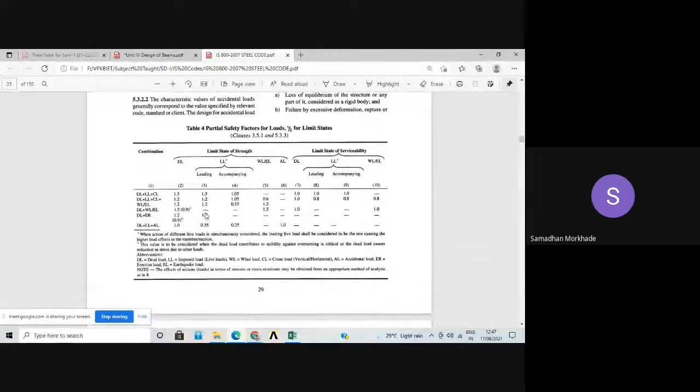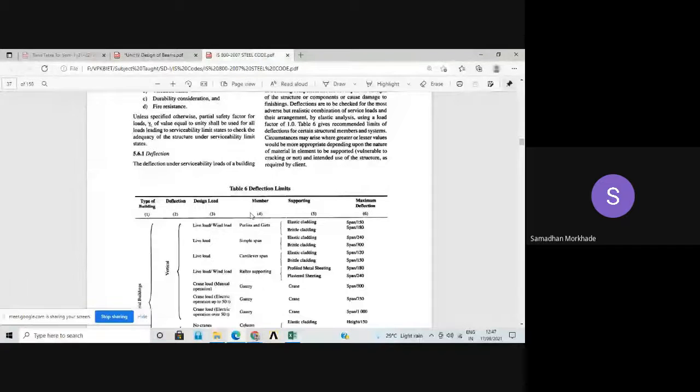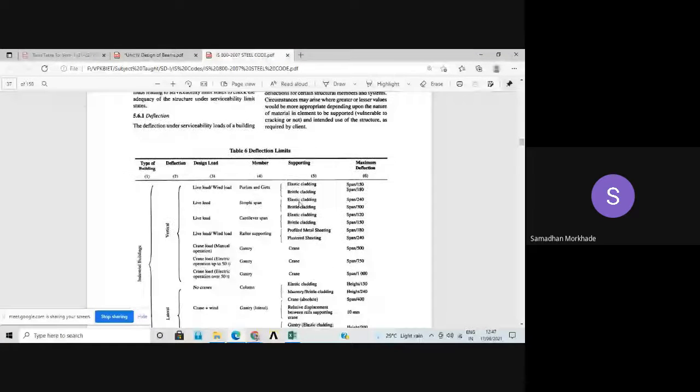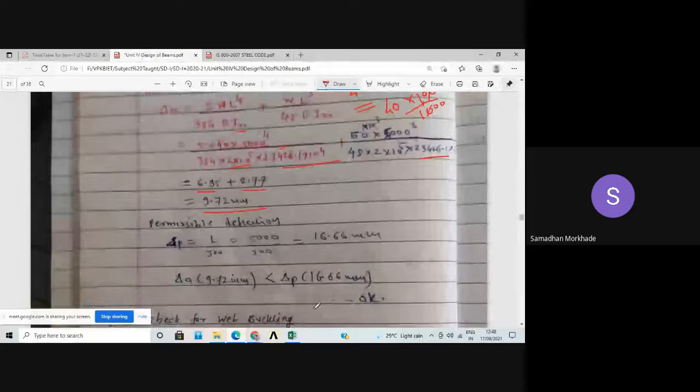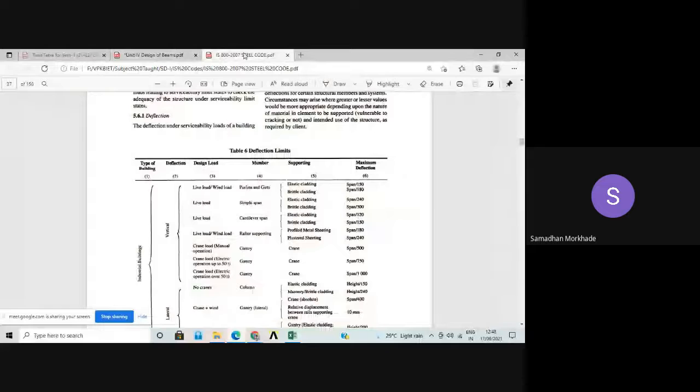This is Table number 6. Yes, it is a simply supported beam, and normally when you are using an I section as a beam, it is subjected to brittle cladding, the I section over this slab. So I think it is span by 300. Yes, see, the permissible deflection delta P is equal to span divided by 300. The span of the beam is 5 meter, that means 5000 mm divided by 300. There are two values here, just wait, I will show you.